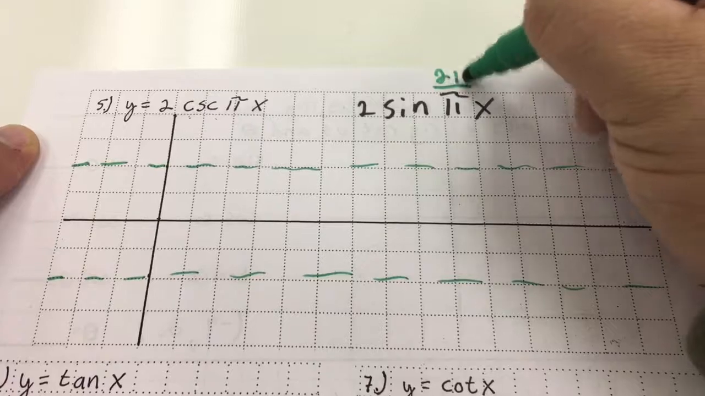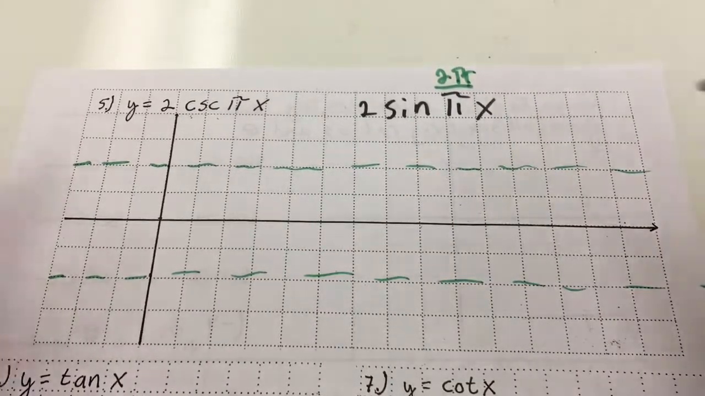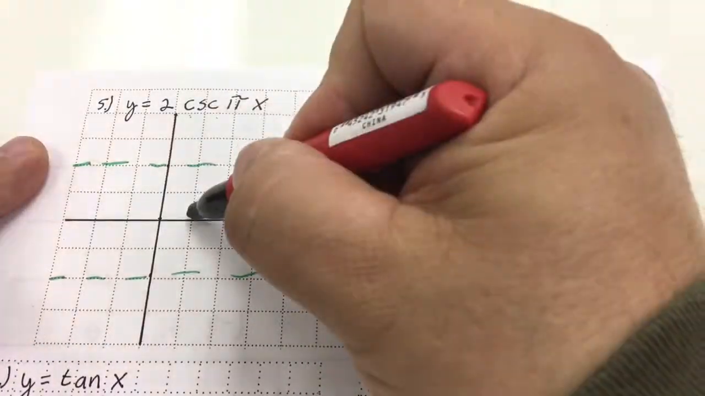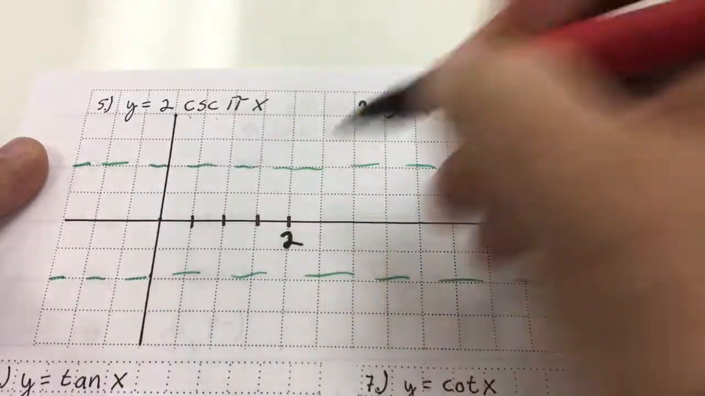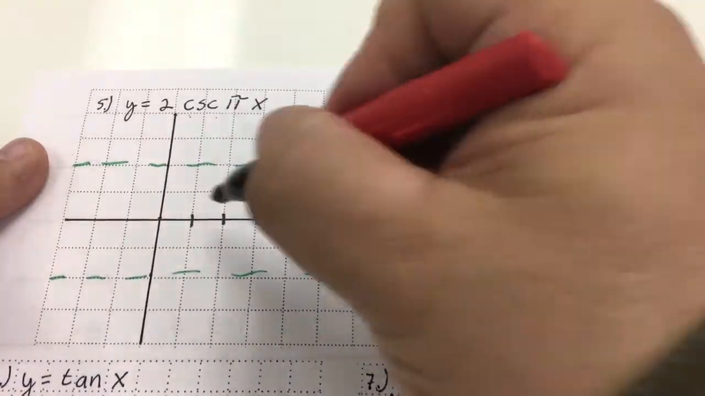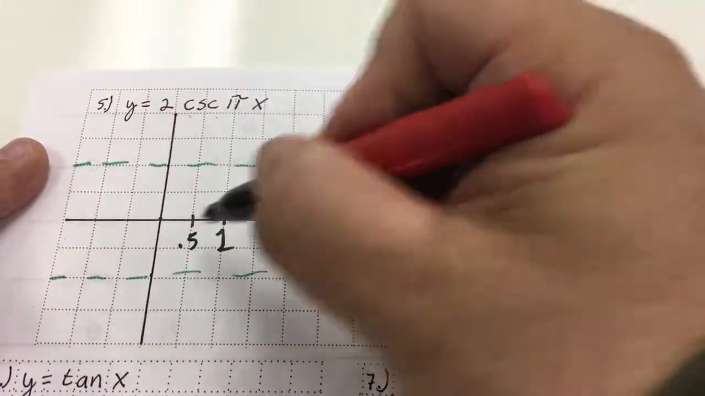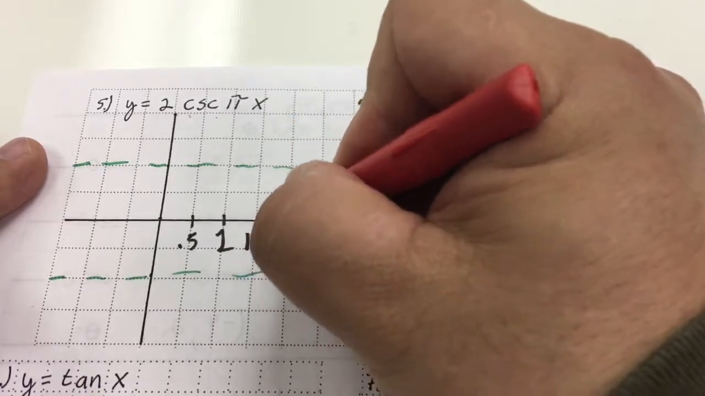And then I put 2 pi on top of pi and simplify that, and that's just going to give me 2. So my period equals 2. I'm going to go out 4, 1, 2, 3, 4, and put 2 there because I need 5 important points. So half of 2 is 1, half of 1 is 1/2, and then I multiply that by 3, and that gives me 3 halves, or 1.5.